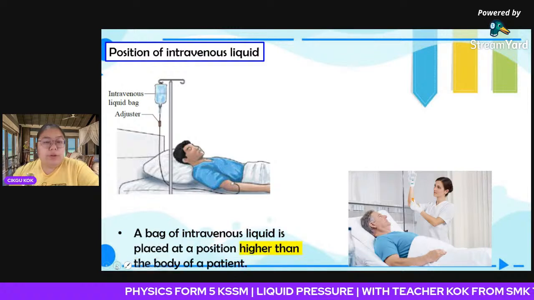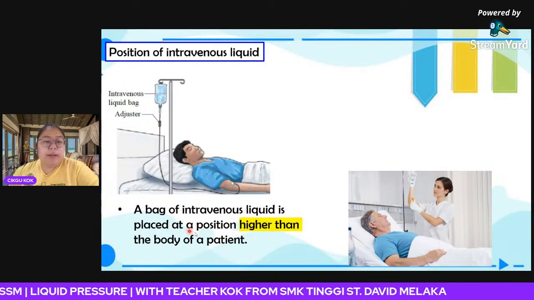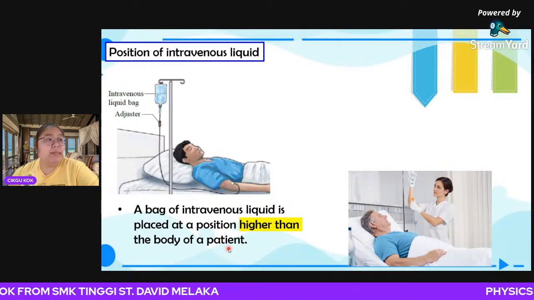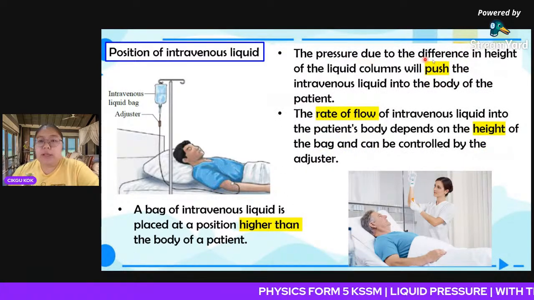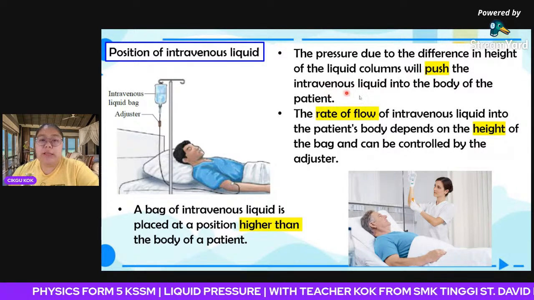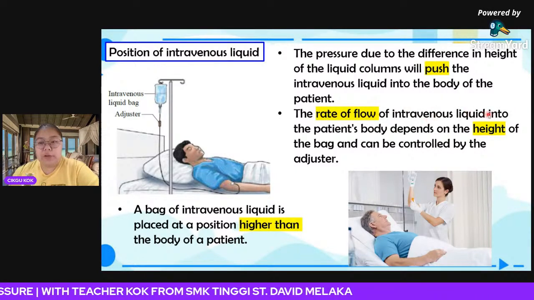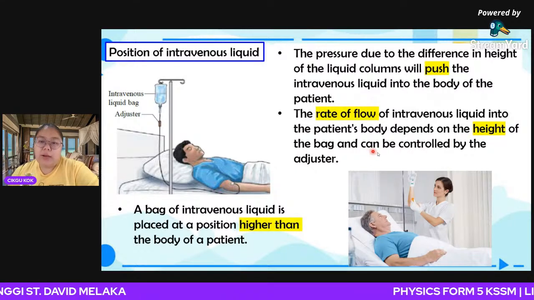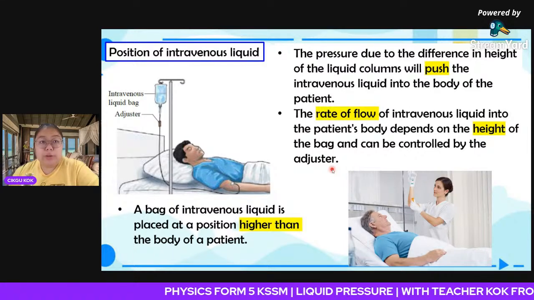Okay, so now we explain. A bag of intravenous liquid is placed at a position higher than the body of the patient. The reason is the difference in height of the liquid column, which will push the intravenous liquid into the body of the patient. So the rate of flow of the intravenous liquid into the patient's body depends on the height of the bag, and it is also controlled by using the adjuster. This lets the liquid flow into your body.